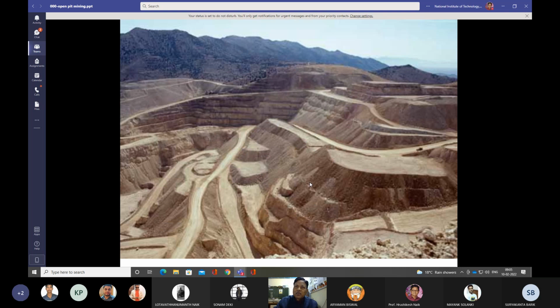So here it is very clearly seen in this diagram. So these are the haul roads. These are the haul roads on which the dumpers have to move and take the material to the surface. And these are the dump yards where the waste materials are dumped. So this is the activity carried out for open pit mining.